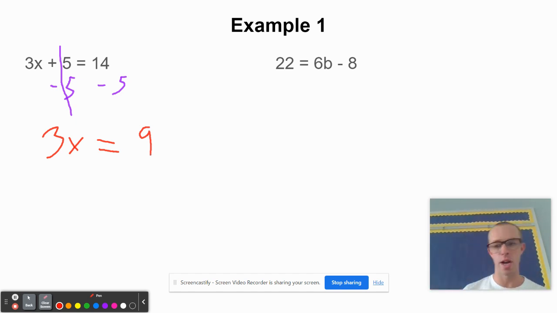I apologize. It's not always going to be the neatest handwriting in these videos because it's a little hard to write on the computer. So I have 3x equals 9. And so now I have to get rid of my coefficient. I'm trying to get the variable by itself, right?